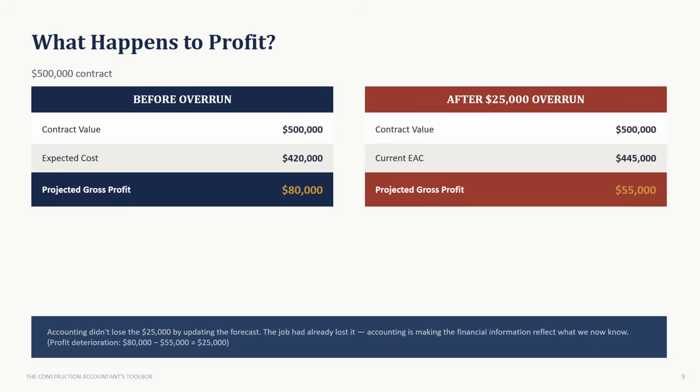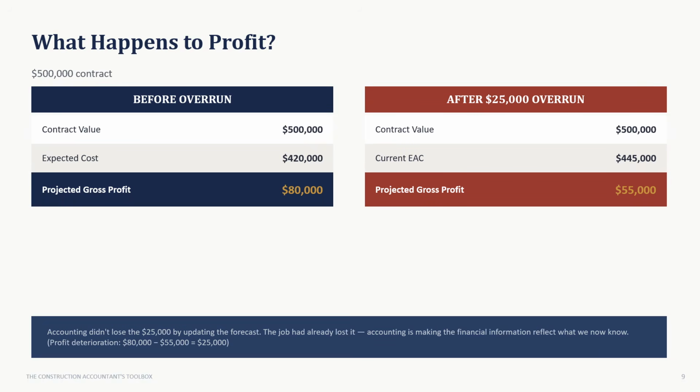Now follow that through to profit. This is a $500,000 contract. Before the additional overrun, expected cost was $420,000 for a projected gross profit of $80,000. After we recognize the $25,000 overrun, the current EAC is $445,000 and projected gross profit drops to $55,000, a $25,000 deterioration. And here's the thing to remember.